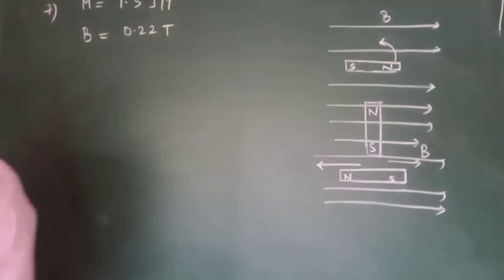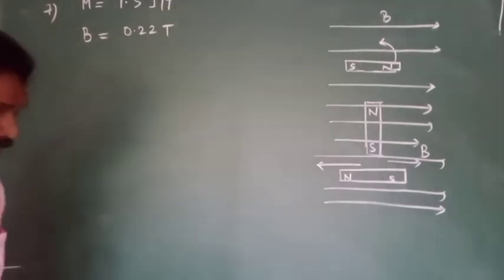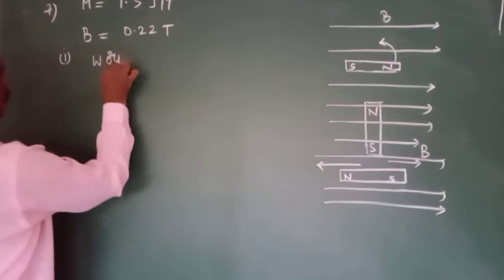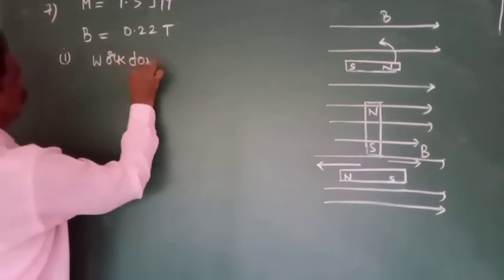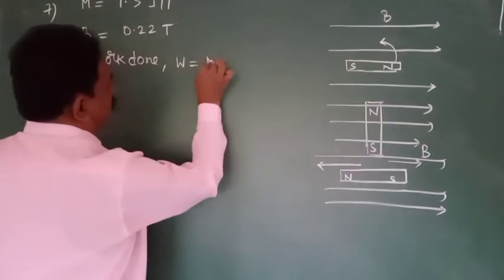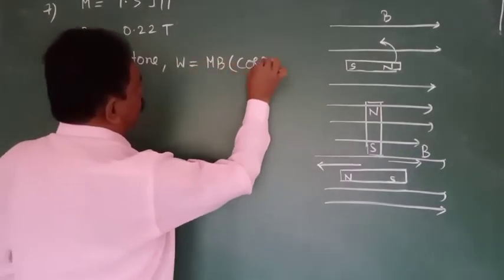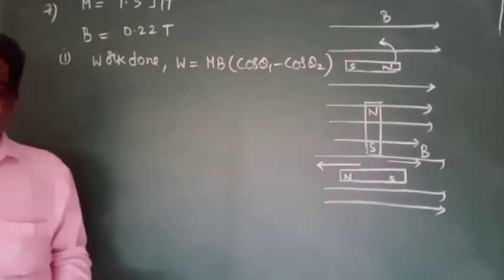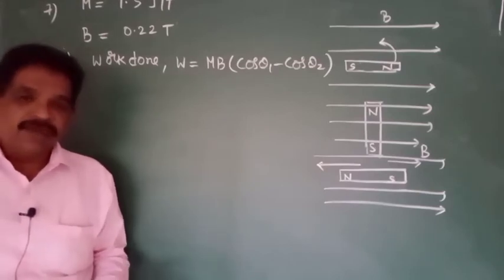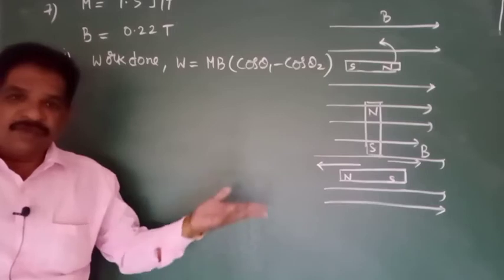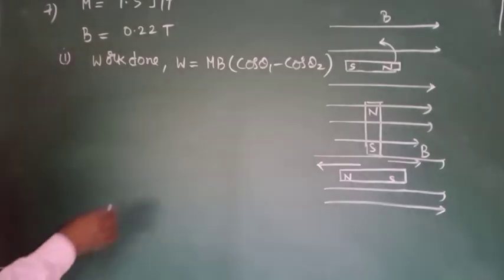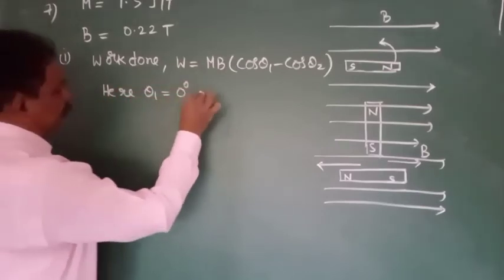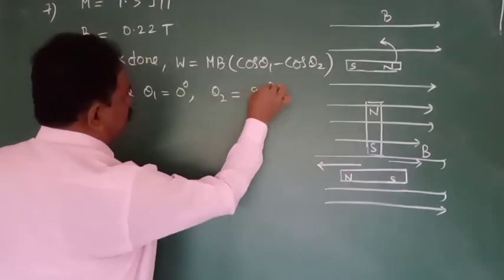Work done to rotate the magnet and torque acting on the magnet in the two cases. So first one, work done. W is equal to MB into cos theta 1 minus cos theta 2. Initially the magnet is making an angle theta 1 with the field. Since the magnet is rotated, now it is making an angle theta 2 with the field. So here theta 1 is equal to 0 degrees, theta 2 is equal to 90 degrees.